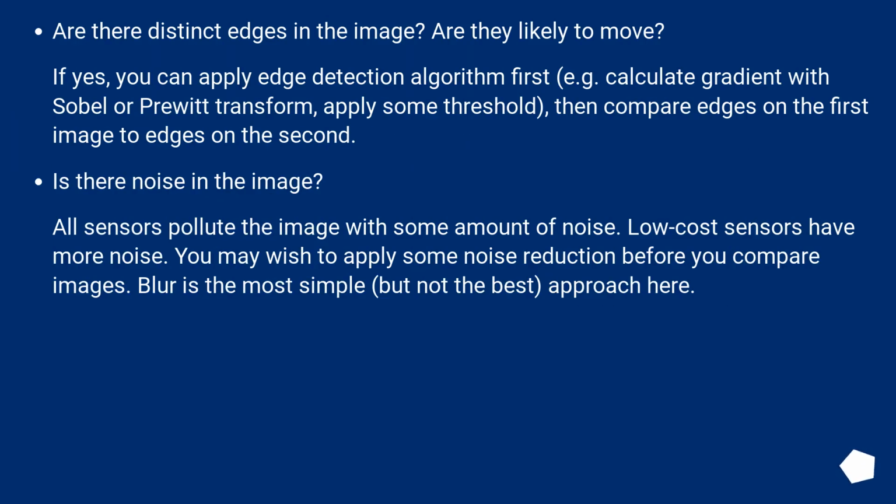Are there distinct edges in the image? Are they likely to move? If yes, you can apply edge detection algorithm first. For example, calculate gradient with Sobel or Prewitt transform. Apply some threshold, then compare edges on the first image to edges on the second. Is there noise in the image? All sensors pollute the image with some amount of noise. Low-cost sensors have more noise. You may wish to apply some noise reduction before you compare images. Blur is the most simple, but not the best, approach here.